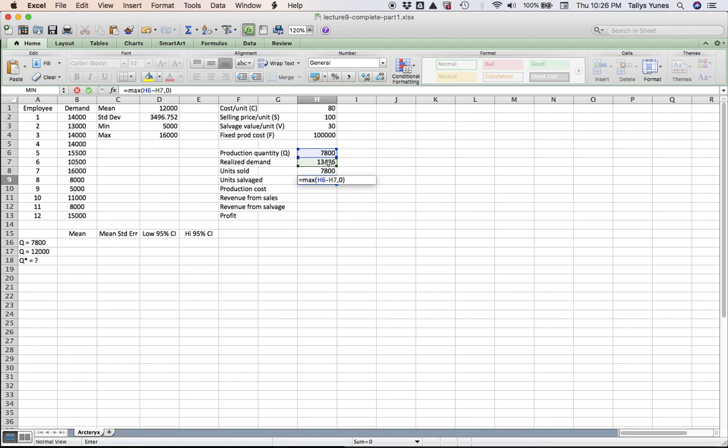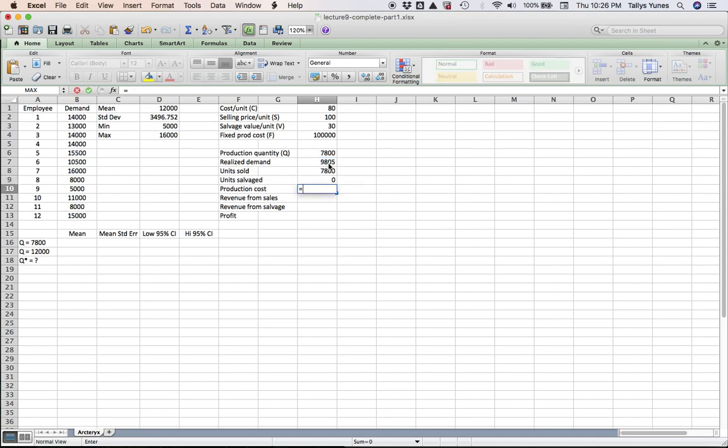H6 minus H7 is positive, there is salvage. So I want that value as the response because that's greater than 0. But if H7, the demand, is higher than what I made, that difference is negative. And all I want to know is that, well, then salvage is nothing, right? So maximum does that for me.